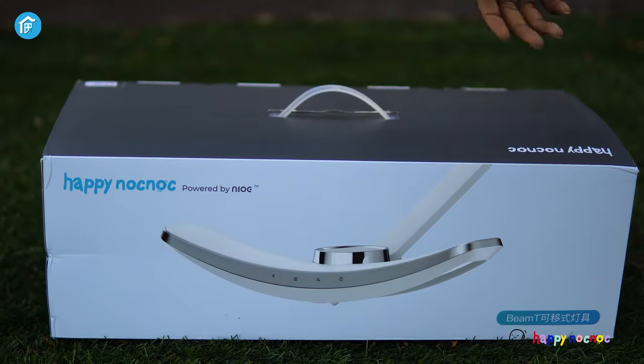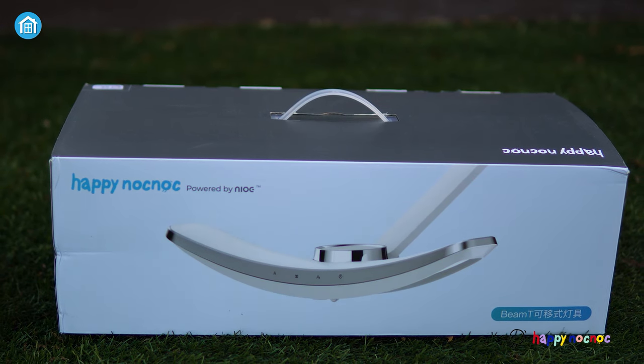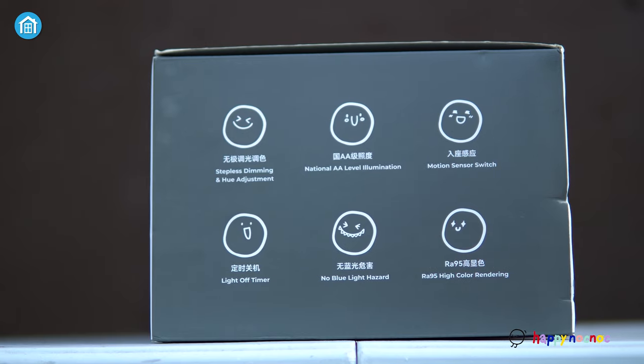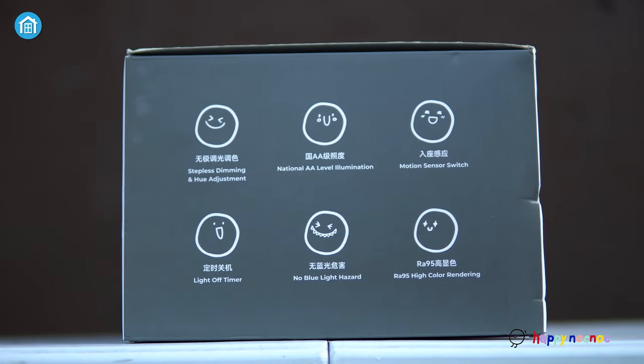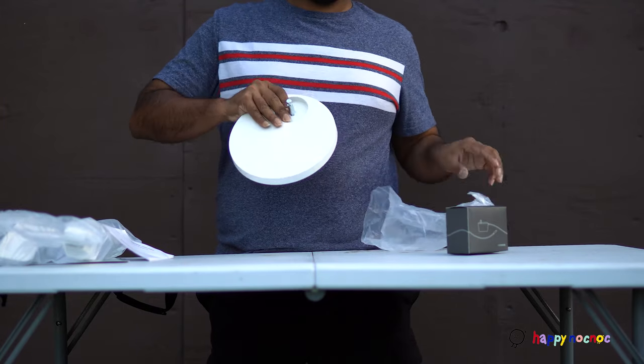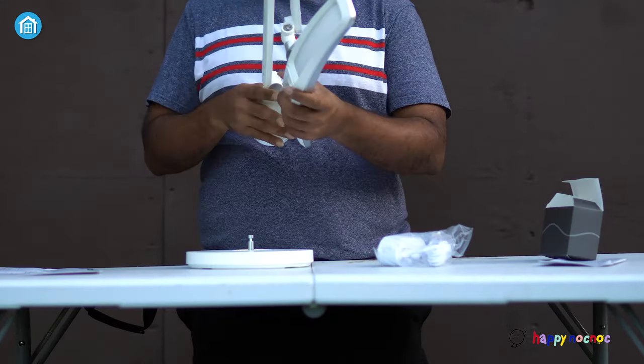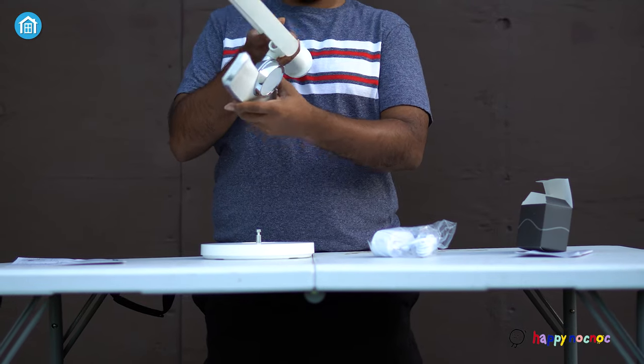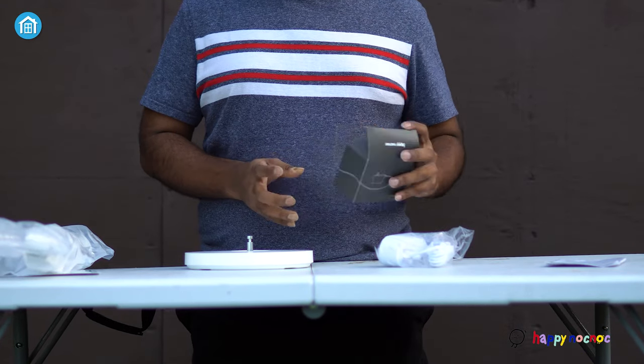We can see the lamp comes in a simple and elegant box with a picture of the lamp on the front, and on the back there is some information about its features. After opening the box, we found a round base, a curved design lamp attached to an adjustable light pole, a power adapter, and a user manual.